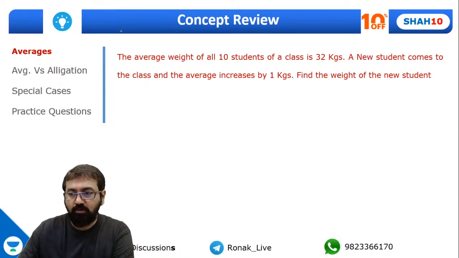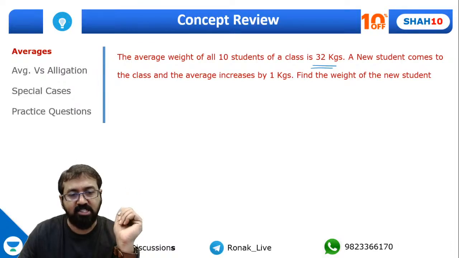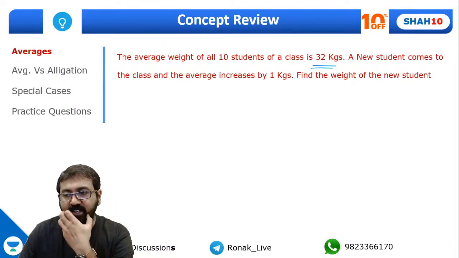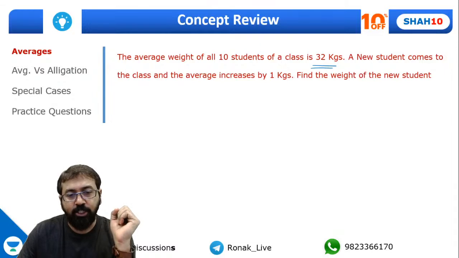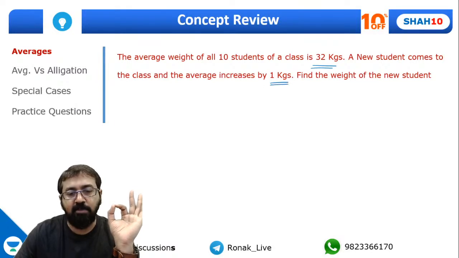Fine, guys. So let's look at this one. The average weight of all 10 students of a class is 32 kg. Now pay your attention. I'm going to teach you some shortcuts related to averages. And this is a very important example. The average weight of 10 students of a class is 32 kg. A new student comes to the class and the average increases by 1 kg. Find the weight of the new student.